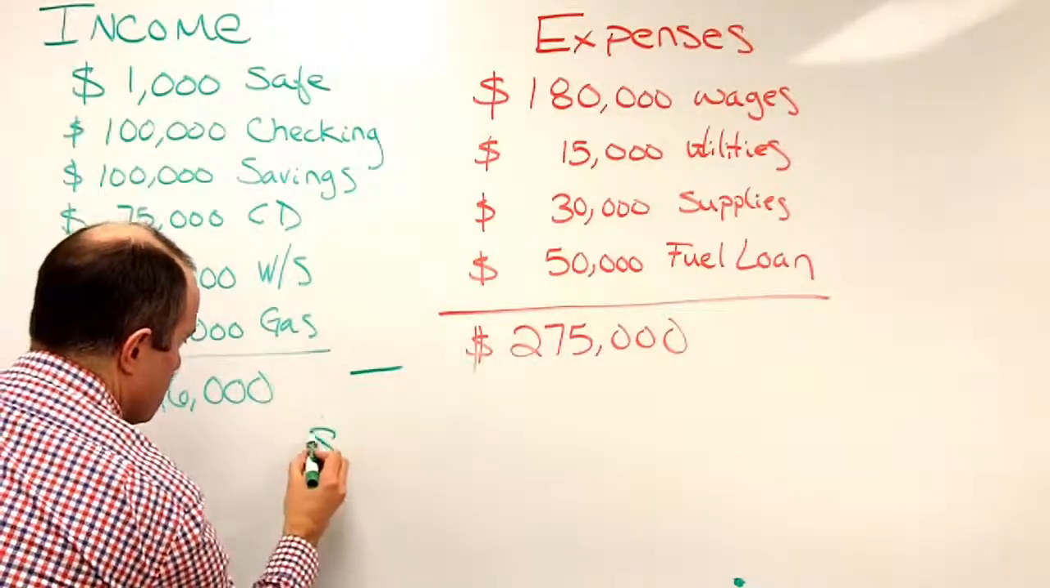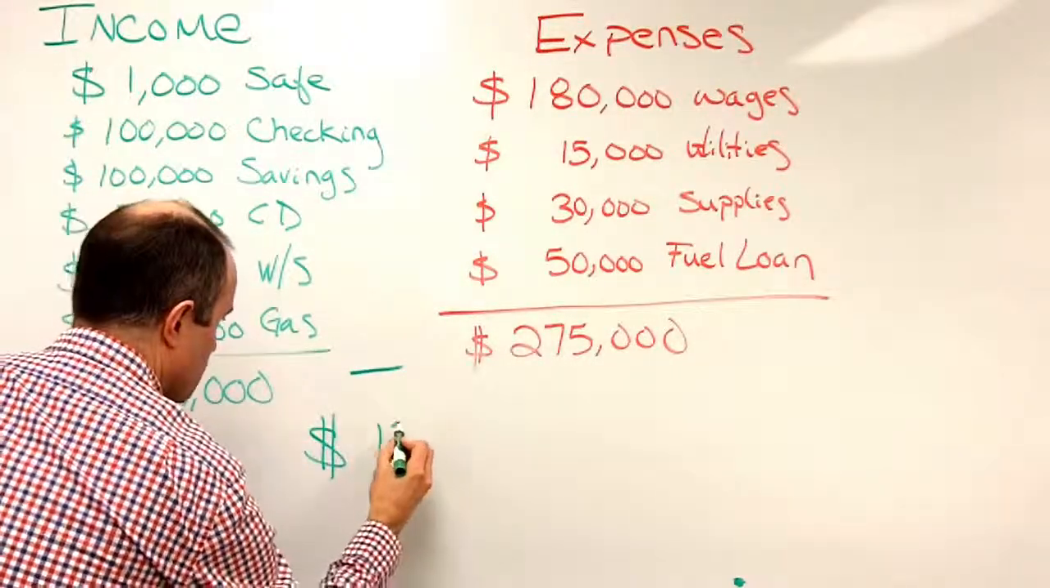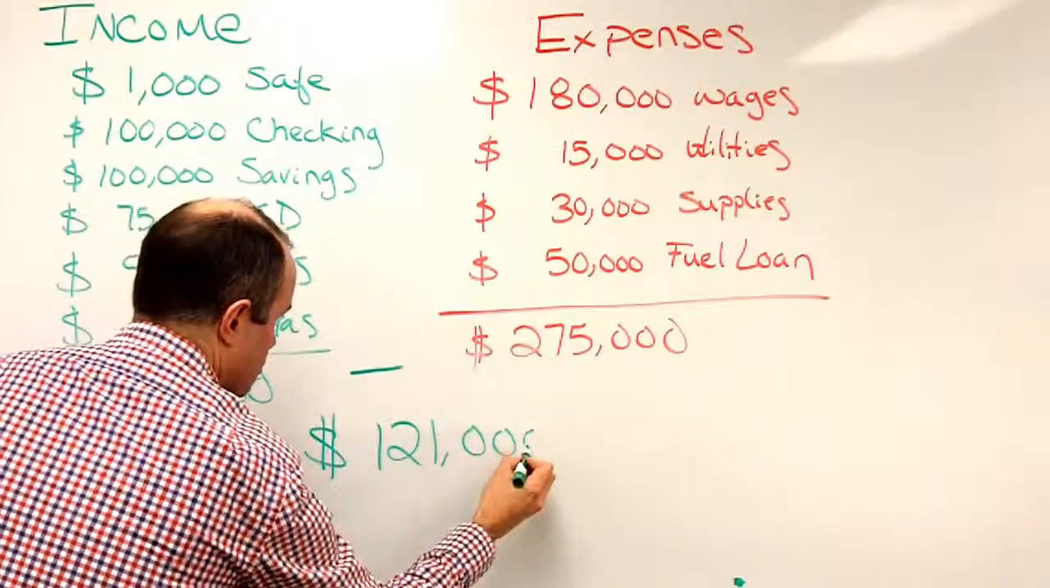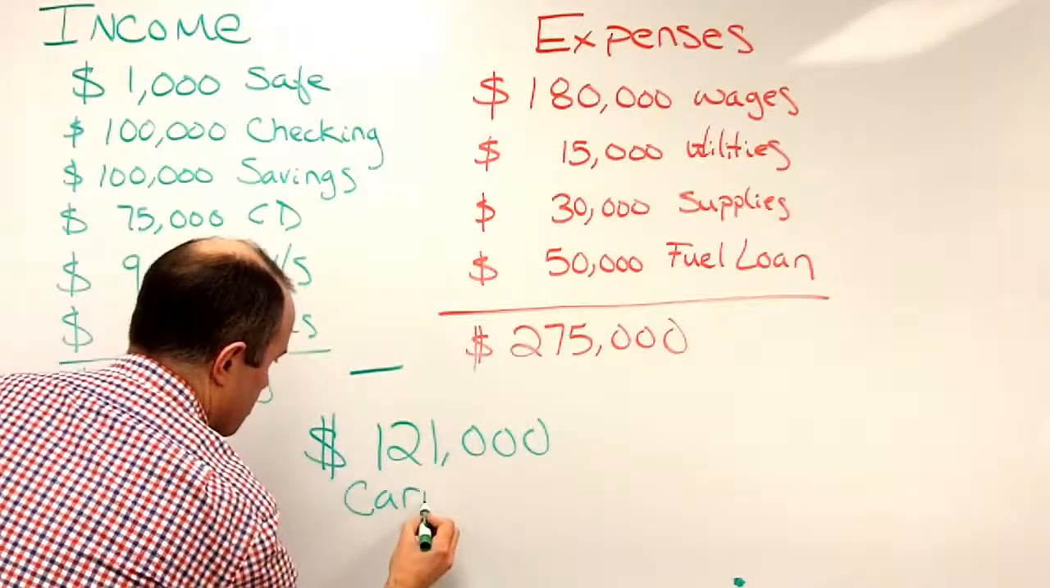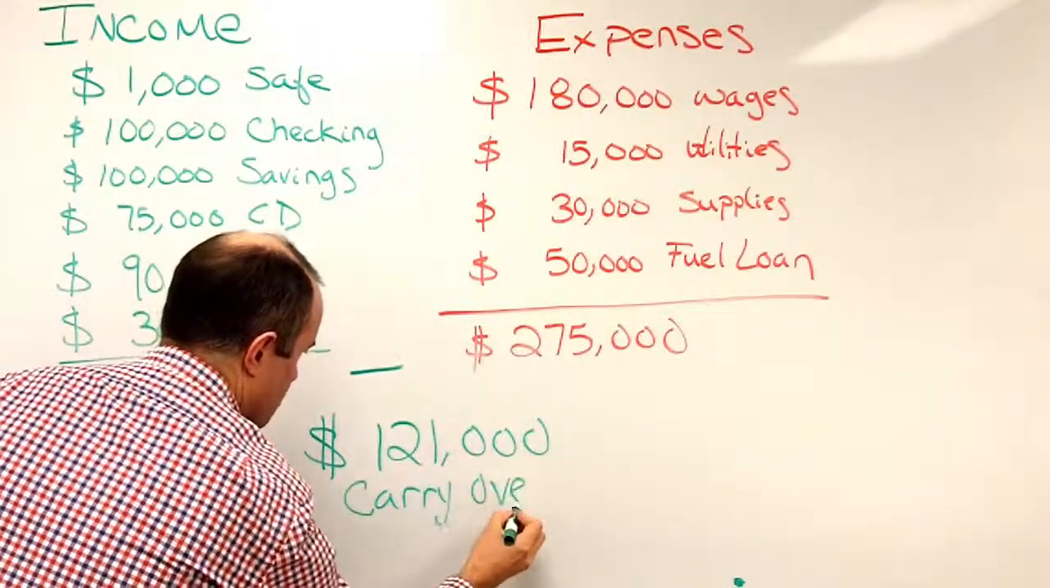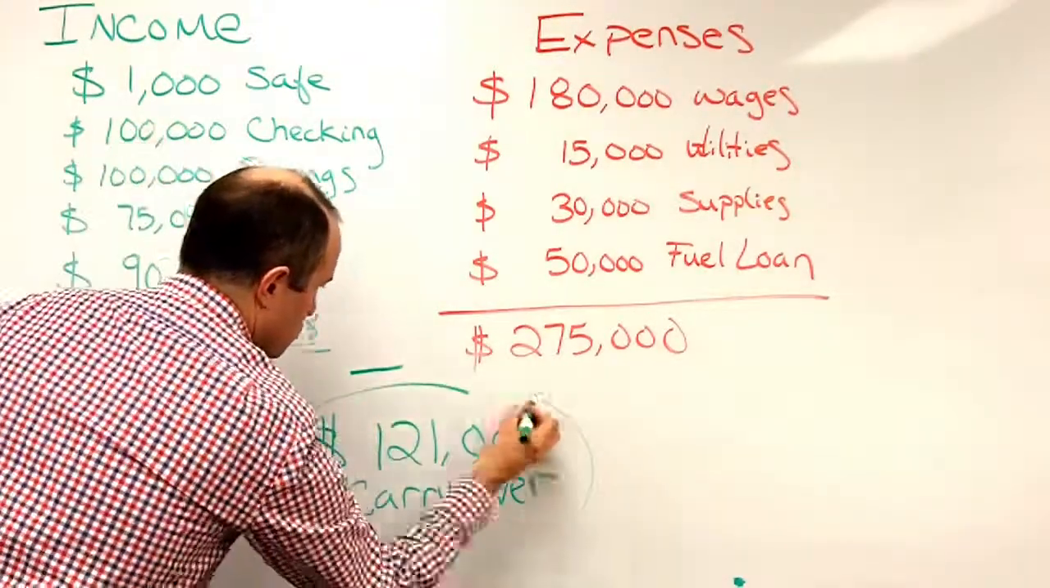Now all we have to do is subtract the expenses we expect to pay for the remainder of the current fiscal year from the estimated income. $121,000 is the final carryover amount.